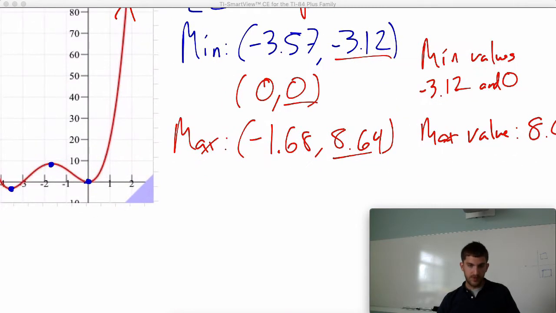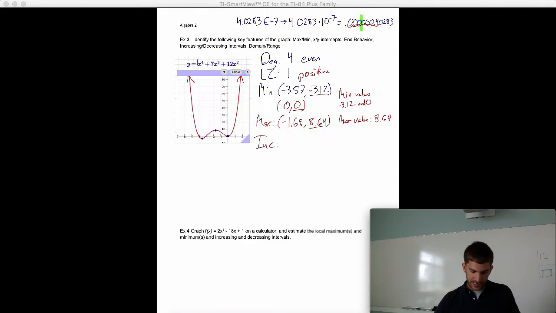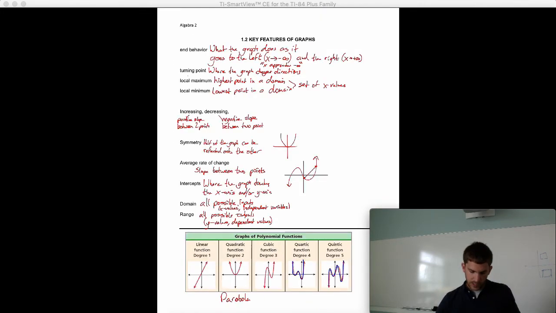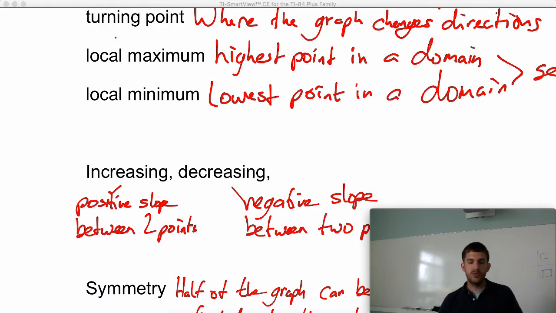Increasing and decreasing intervals. Increasing and decreasing, I'm just going to abbreviate as INC and DEC. So let's do increasing intervals. First thing, I want to go back to our definition. Let's slide on back to the definition. Increasing, we talked about earlier: positive slope between 2 points. Decreasing: negative slope between 2 points.